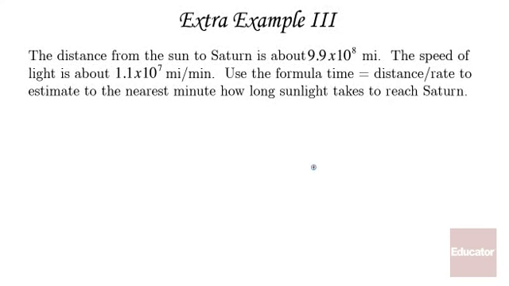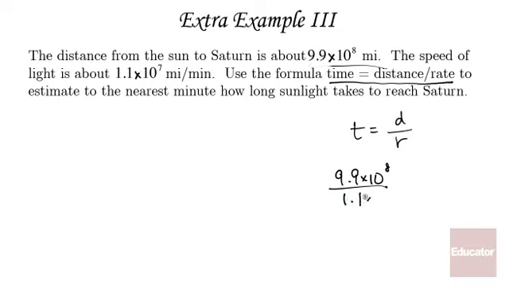The distance from the sun to Saturn is about 9.9 times 10 to the 8th miles. We want that in scientific notation. The speed of light is about 1.1 times 10 to the 7th miles per minute. Use the formula time equals distance over rate to estimate to the nearest minute how long sunlight takes to reach Saturn. So we've got our time equals distance over rate. Our distance is 9.9 times 10 to the 8th. Our rate is 1.1 times 10 to the 7th. And that's going to give us our time.